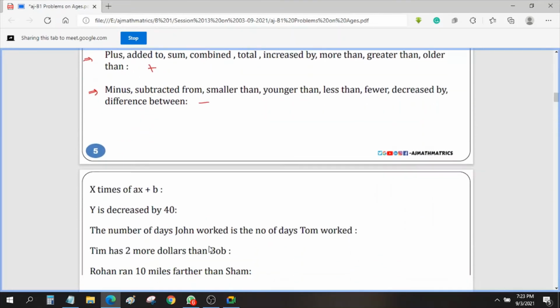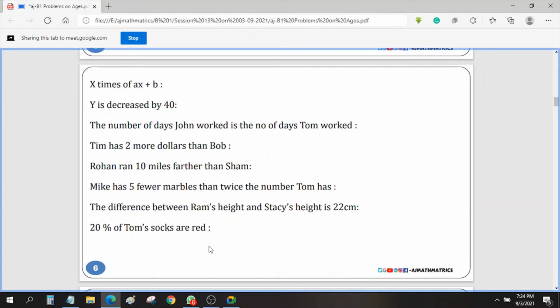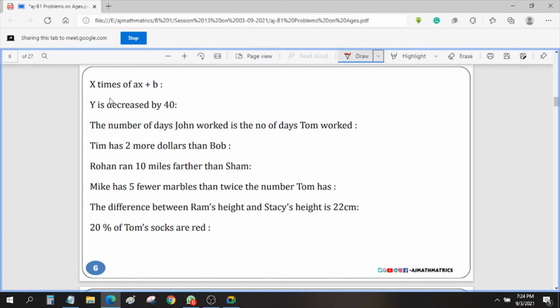Okay. Now I'll give you 1 minute of time. You look at the screen and you just write the statement here. Now the first letter of the noun is what? J. Now I am assuming J is the number of days Jane worked and T is the number of days Tom worked. Both are equal. So J equal to T.